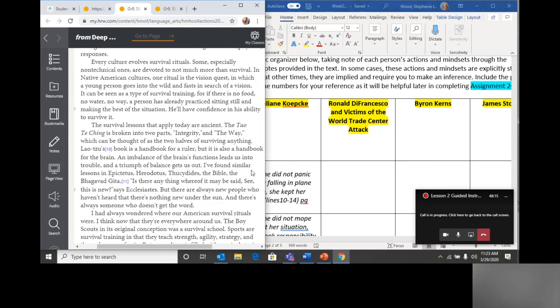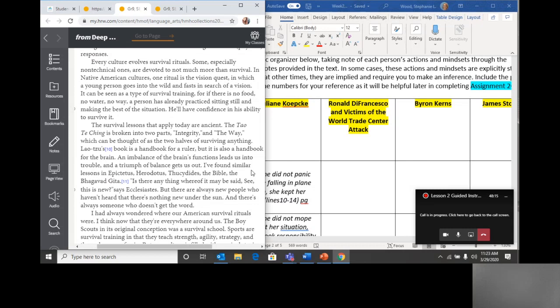So this was a very wordy paragraph, and it's basically saying these rules for survival, talking about how your brain must be in balance, are found in all sorts of cultures. This is Indian. This is the Bible, which most of us know, Greek philosophers, and so on. So these ideas are not new. He's just presenting them in a different way. They've been around for centuries, right? All right, moving on.